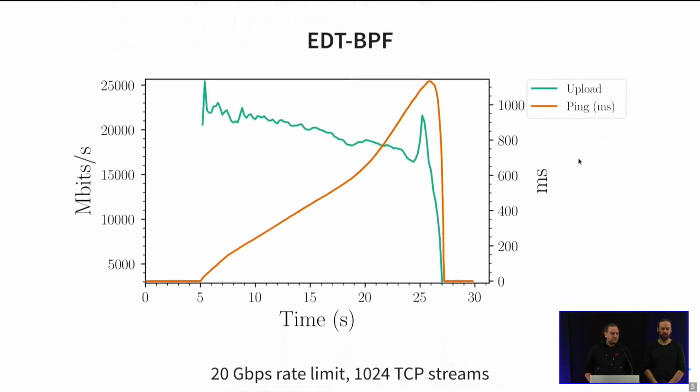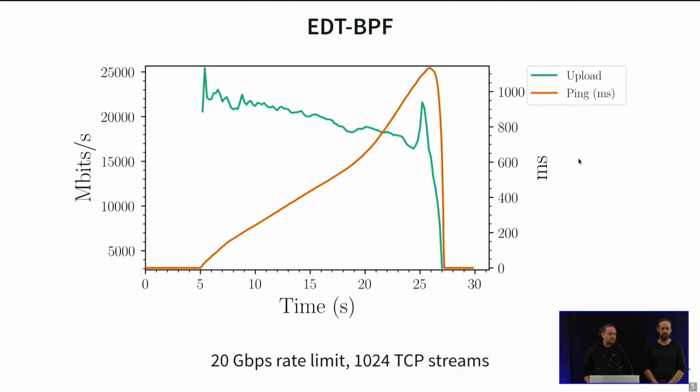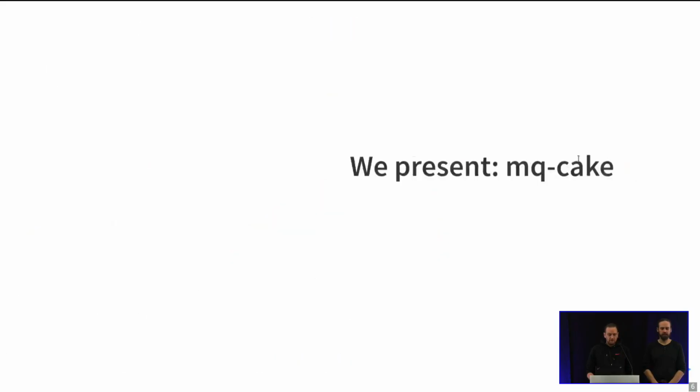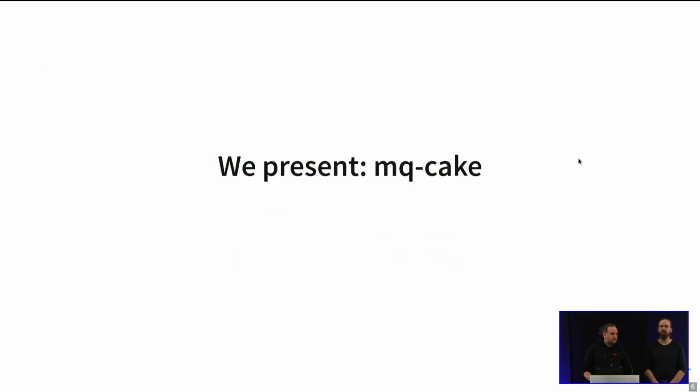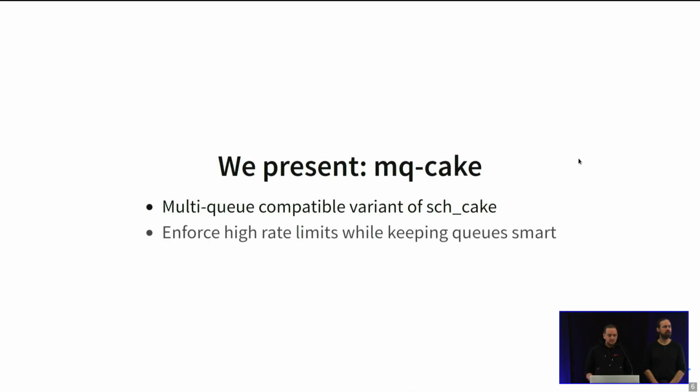Here is also a little motivation for this. Here we see the EDT BPF approach, modified a bit to enforce a global rate limit. One thing we can see is that it can achieve these high rates of 20 gigabits per second in this case, but also, in the orange line, we can see that the FIFO is building up, which really increases queuing delay. So what we are going to present is MQ-Cake, a multi-queue compatible variant of the QDisc cake. We will show that we are able to enforce high rate limits while keeping the queue smart and thus keeping latencies low.